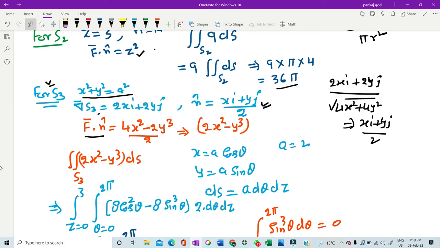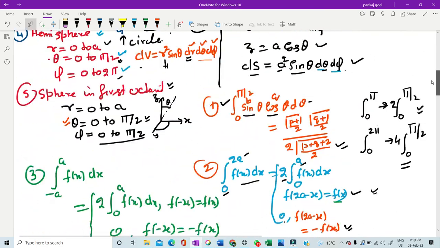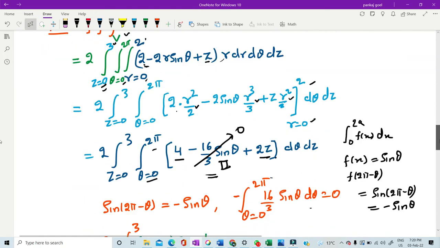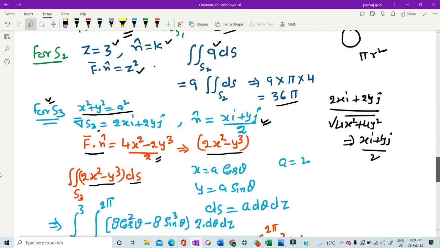F dot n cap is (4x square minus 2y cube) upon 2. That is 2x square minus y cube. Right? Now we want to find out the integral over S3 of (2x square minus y cube) dS. Because this is the surface integration, as we discussed earlier, in case of a cylinder we will take x equal to a cos theta and y equal to a sin theta and dS equal to a d theta dz. Right? Take a d theta dz, apply this formula here for the surface integration.